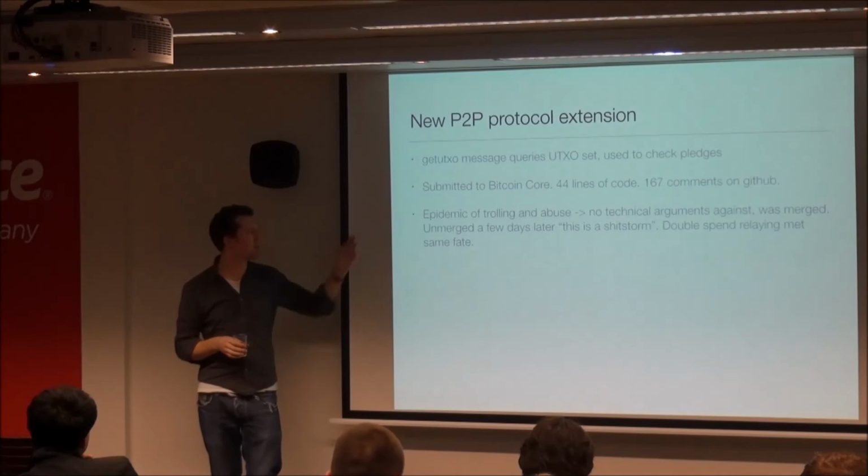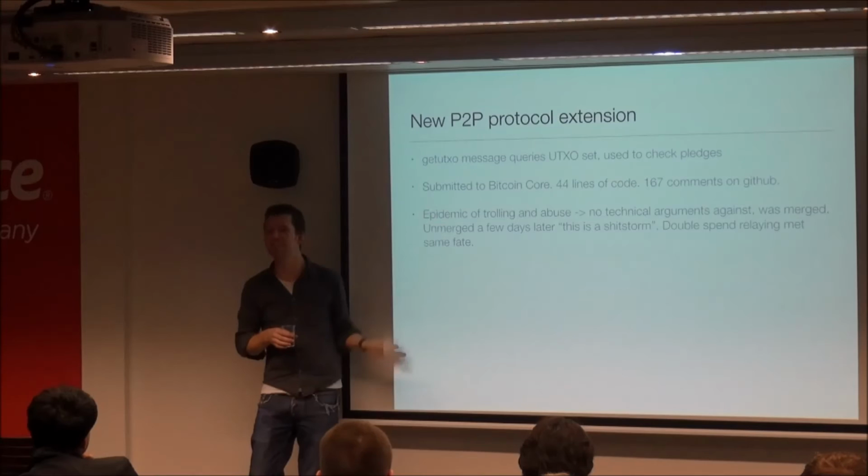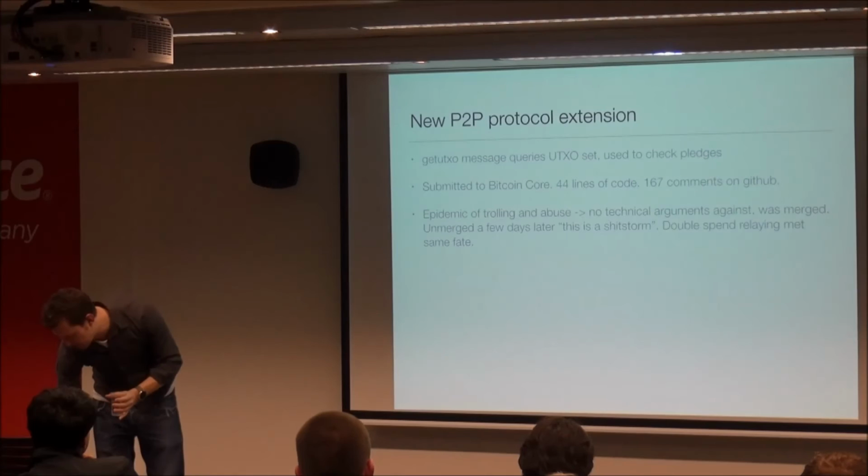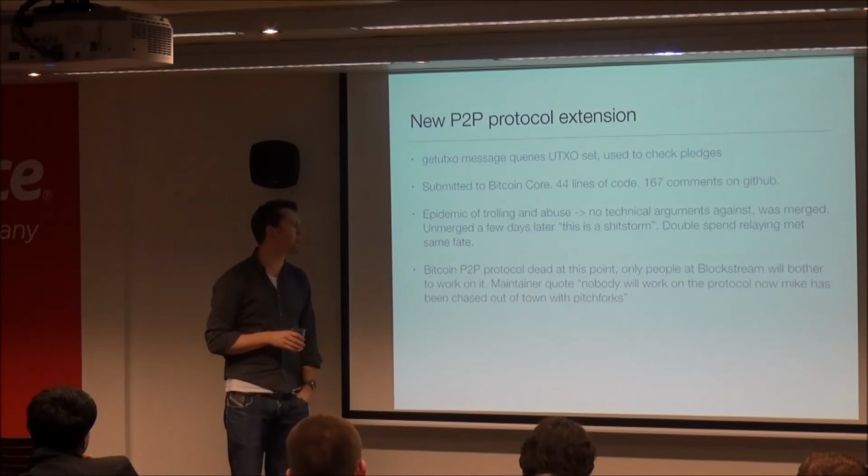And then Gavin went on vacation, and someone else with commit access deleted it again, like some kind of Wikipedia edit war. So this is a problem, right? So I would call the Bitcoin peer-to-peer protocol dead at this point. Well, I would call it that. There's a few people who have commit access who can probably still do things with it.